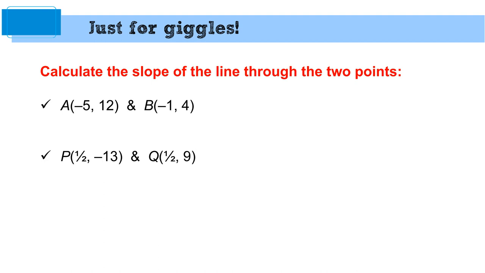Looking at the line PQ, calculating the slope of PQ, what's the change in y? 27. Negative 22. Okay, it wasn't a trick question. 13 minus 9. Okay. What's the change in x?